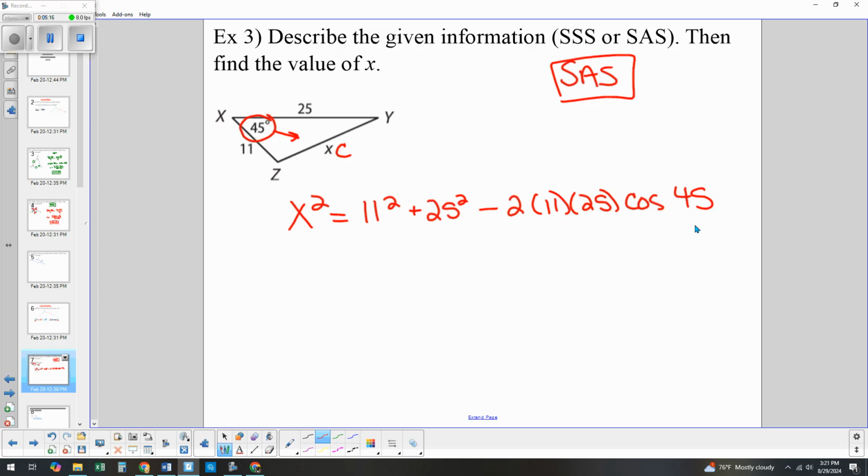The SAS problems are the easier ones because the variable is already on one side by itself. That means I could type the other side entirely into my calculator. So I could do 11 squared plus 25 squared minus 2 times 11 times 25 times cosine 45. And I'm going to get x squared equals about 357.09. And now I could take the square root of this. I'm going to show you right now how you do this on your calculator.